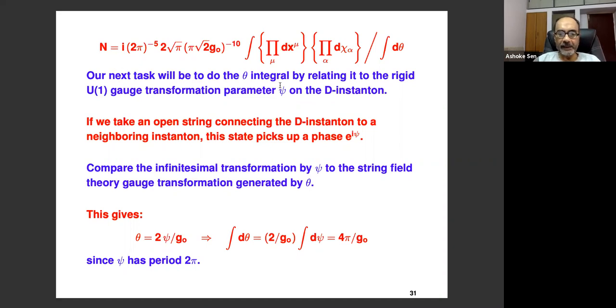So the rigid U1 gauge transformation parameter I've called psi, and then theta is the open string gauge transformation parameter. The idea now is that we'll try to change variable from theta to psi. Let me define that if you take an open string that connects the D-instanton to the neighboring instanton, that state picks up a factor of e to the i psi. But if you take an open string that connects the D-instanton to the same D-instanton, then there's no phase.